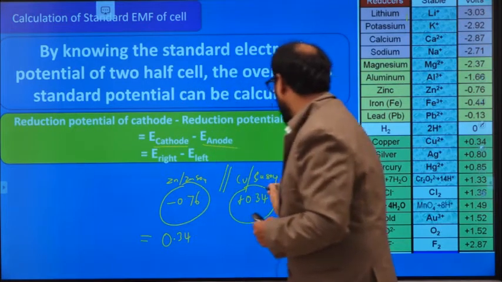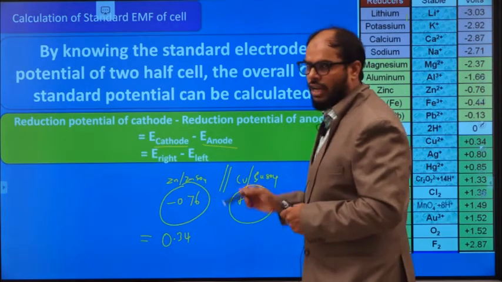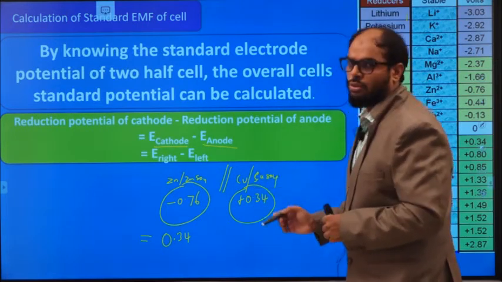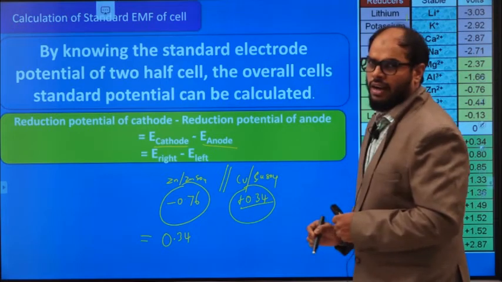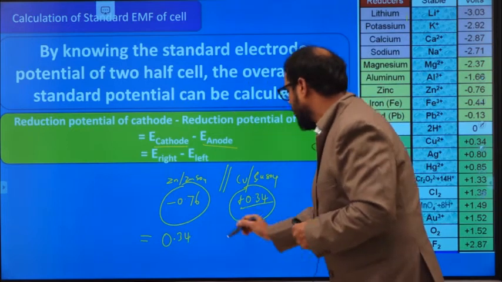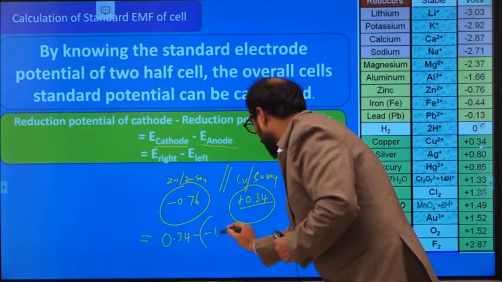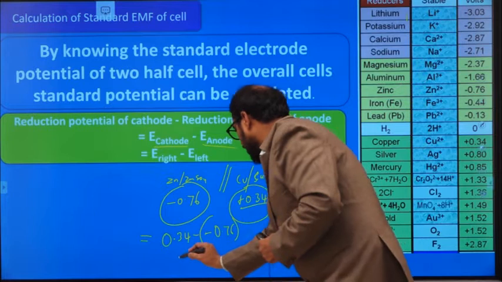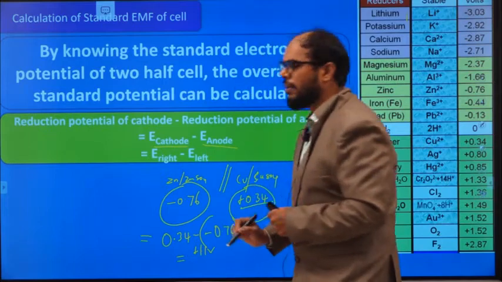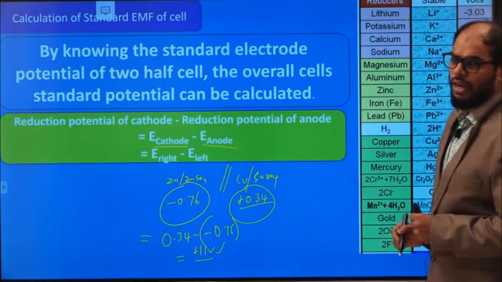So applying this value to this formula, we can easily make out the cell potential of any reaction. In a galvanic cell zinc is losing electrons and copper is accepting electrons, so reduction always occurs at the cathode. So copper is the half cell where the reduction process occurs. So we are substituting the value as 0.34 minus of minus 0.76. So this value comes to plus 1.1 volts. So for a typical galvanic cell, the EMF is 1.1 volts.